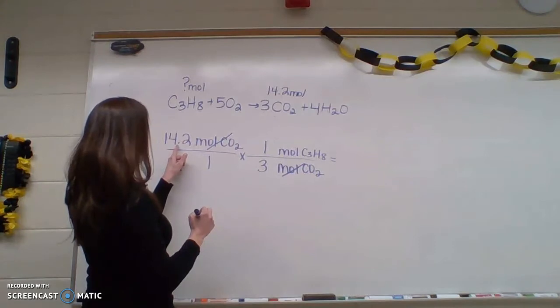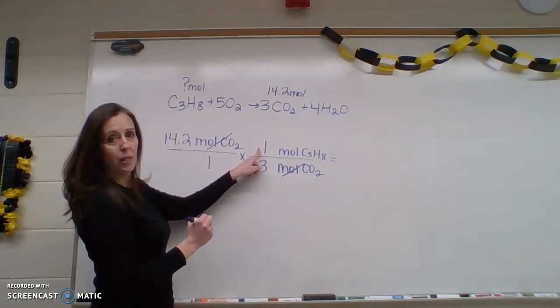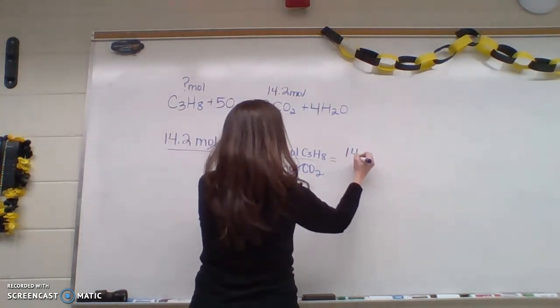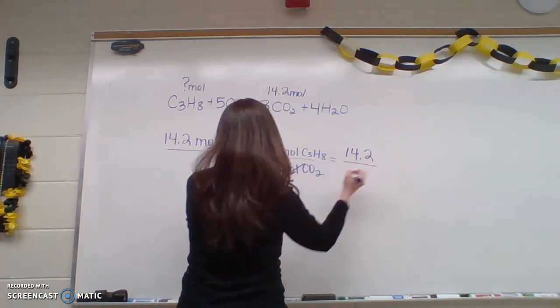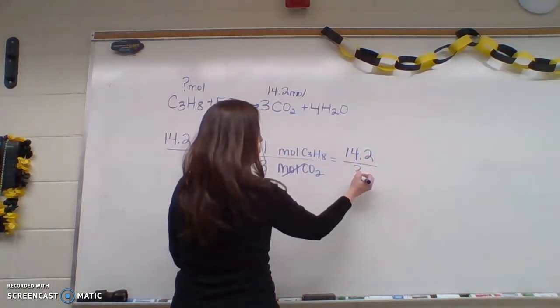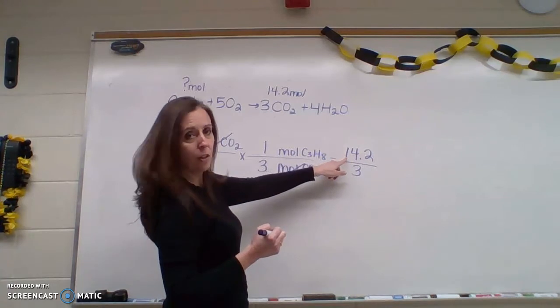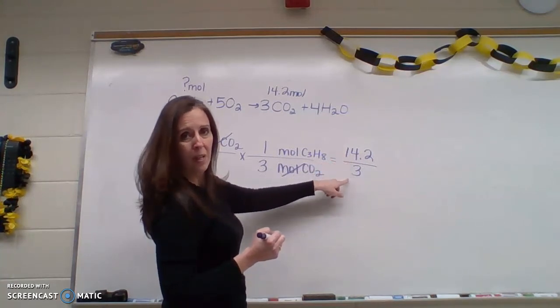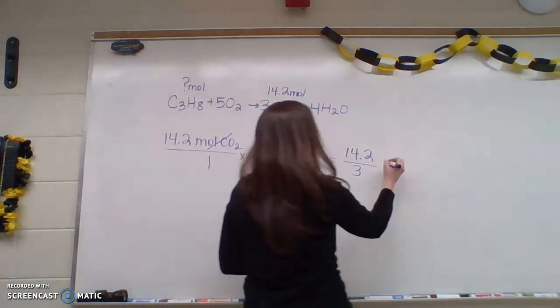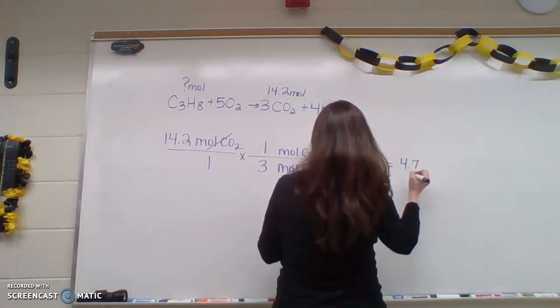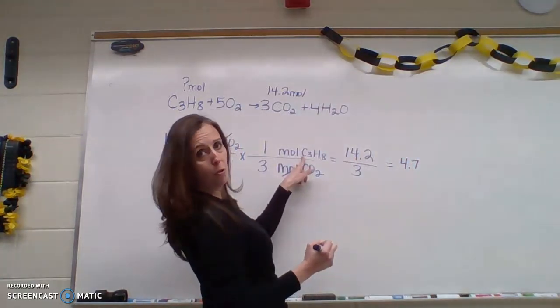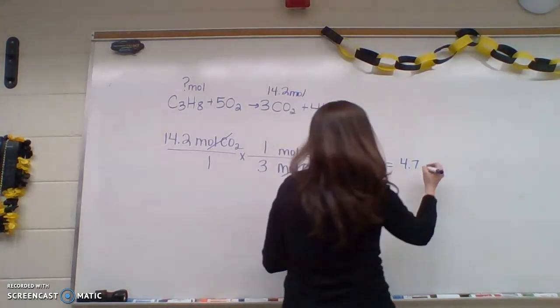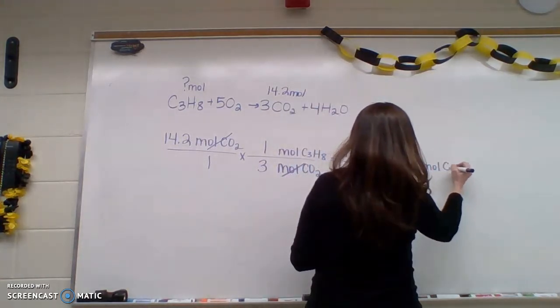So I basically end up with 14.2 times 1, which is that. 1 times 3 is 3. Then I put this in my calculator, 14.2 divided by 3, and I end up with 4.7, and these are my little unit labels right here at the end. Moles propane, or moles C3H8.